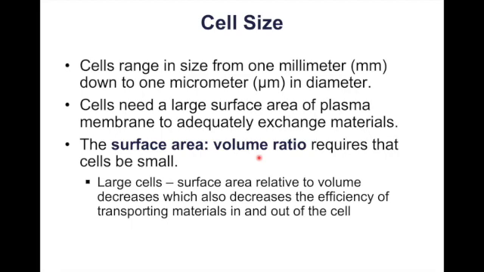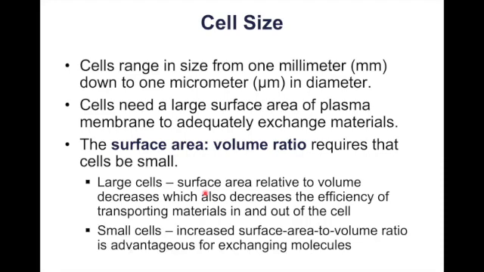So in a large cell, the surface area to volume ratio decreases, which decreases the efficiency of transporting materials. So we say they have a small surface area to volume ratio. I'll show you some numbers in a second. And then small cells, which is the preferred size by nature, have a large surface area to volume ratio, which is more advantageous.